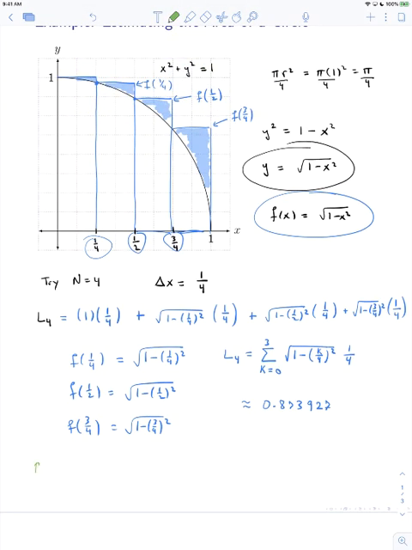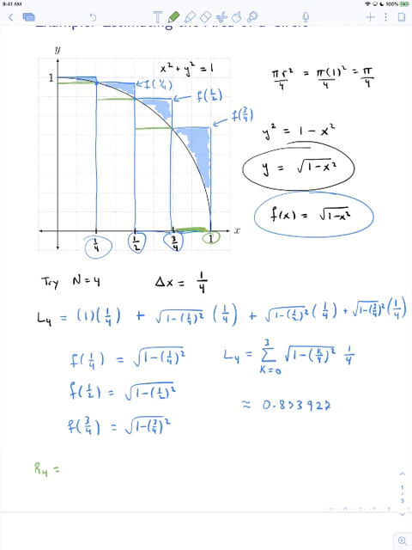So R4 is going to be equal to, well, again, there's going to be 4 rectangles, but now I'm going to use the right endpoints. So the first interval from 0 to 1/4, the right endpoint is 1/4. So that's going to determine the height of my rectangle, like so. From 1/4 to 1/2, 1/2 is the right endpoint, so that determines the height of the rectangle. From 1/2 to 3/4, 3/4 is the right endpoint. Now finally, on 3/4 to 1, 1 is the right endpoint. So that means the height is going to be 0 on this last one.